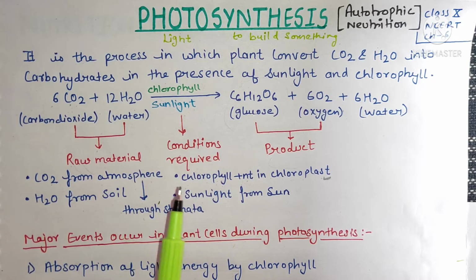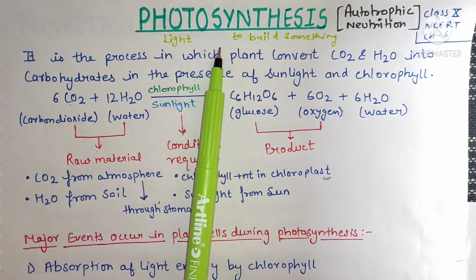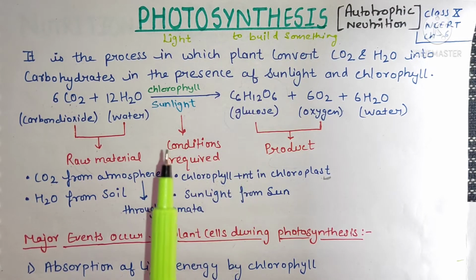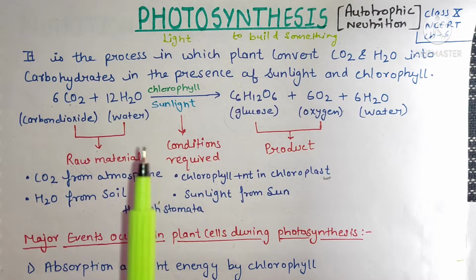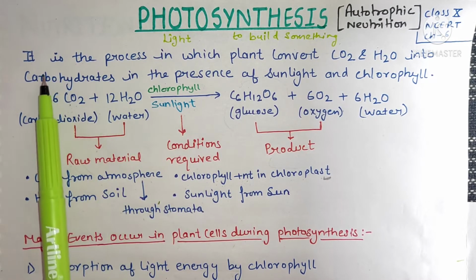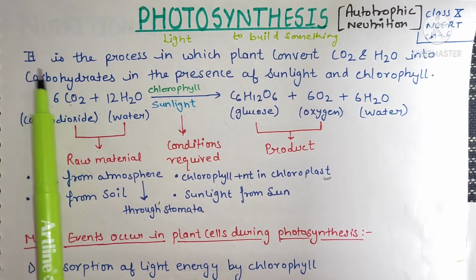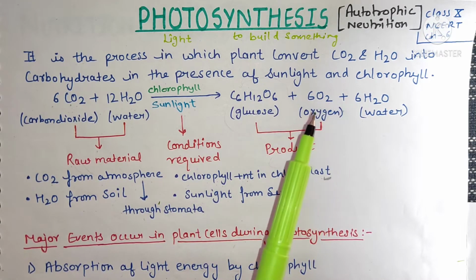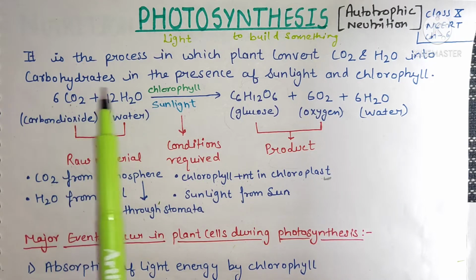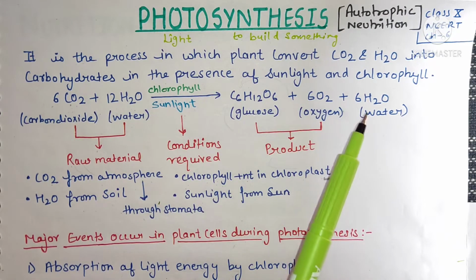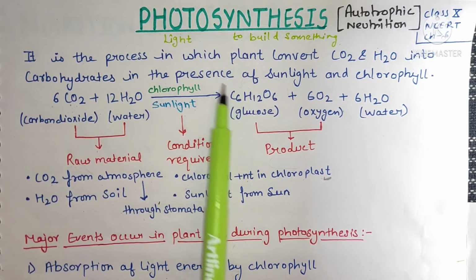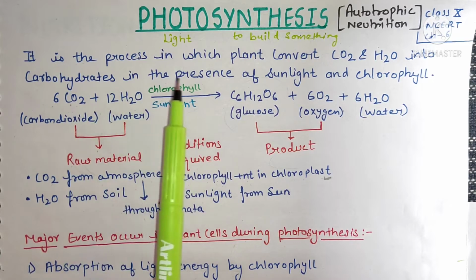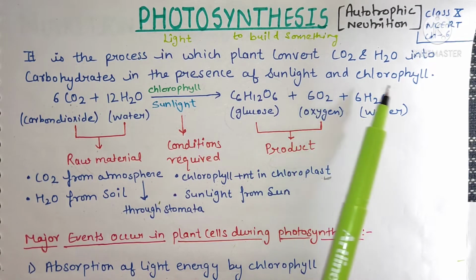So let's start. Photosynthesis, as its name suggests, photo means light, synthesis means to build something. So here we are building something with the help of light. Its definition is, it is the process in which plants convert carbon dioxide and water into carbohydrates in the presence of sunlight and chlorophyll. तो ये एक ऐसा प्रोसेस है जहाँ पर प्लांट कार्बन डाइऑक्साइड एंड वाटर की हेल्प से कार्बोहाइड्रेट्स बनाते हैं in the presence of sunlight and chlorophyll.